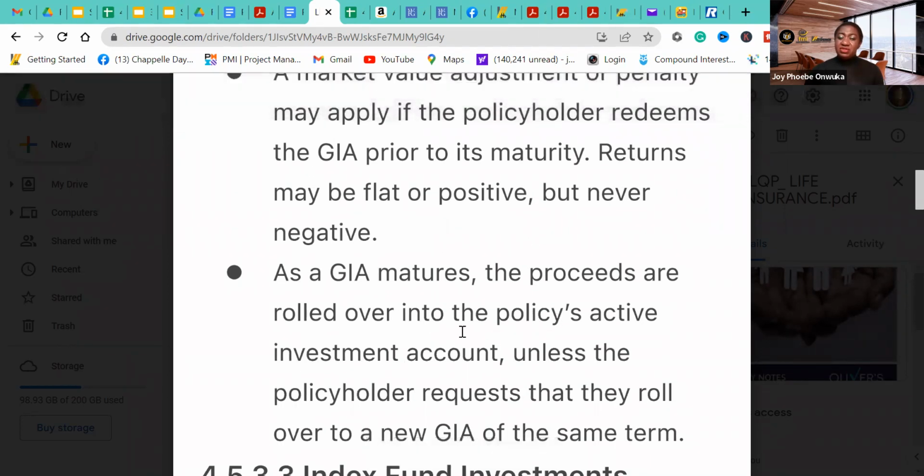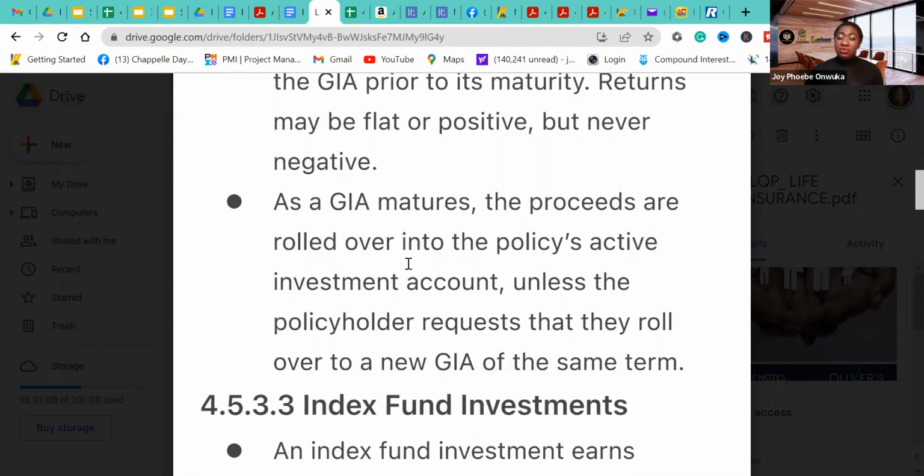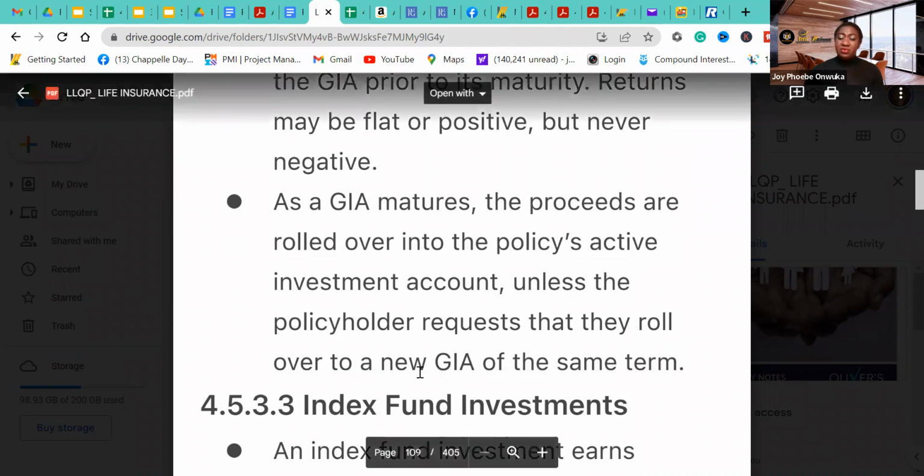As a GIA matures, the proceeds are rolled over into a policy's active investment account, unless the policyholder requests that they roll over to a new GIA of the same term.